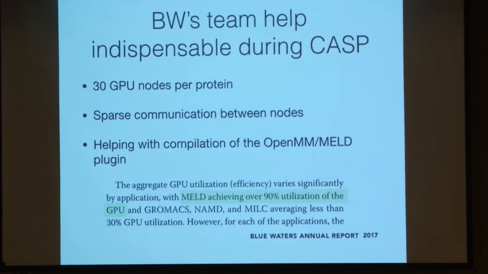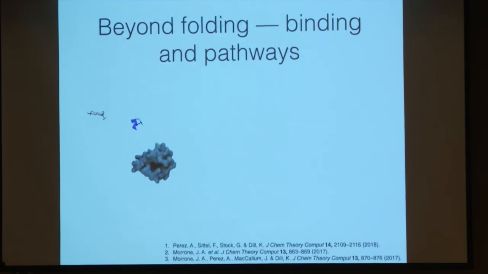And one of the nice things is that this software was highlighted as being highly effective on GPUs, using about 90% of the GPU cards. And so this is just one aspect of the things that we do in Blue Waters with our allocation. The other thing that we do is trying to go to the next step: how do we see how molecules interact with proteins?